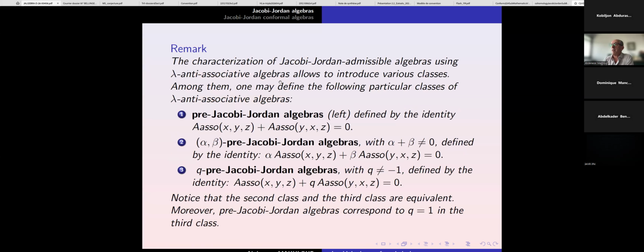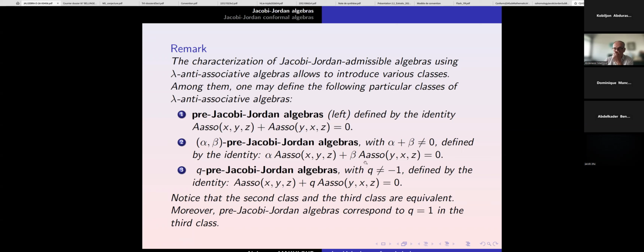I mentioned that the Jacobi-Jordan algebras are lambda anti-associative algebras where the sum of the coefficients defining this lambda is different from 0. Then, for example, one can define in this case what we call pre-Jacobi-Jordan algebra. The identity for this pre-Jacobi-Jordan algebra is that the anti-associator of x, y, z plus the anti-associator of y, x, z is 0. This is the left pre-Jacobi-Jordan algebra, and they are Lie admissible. And of course, similarly, one can define right pre-Jacobi-Jordan algebra.